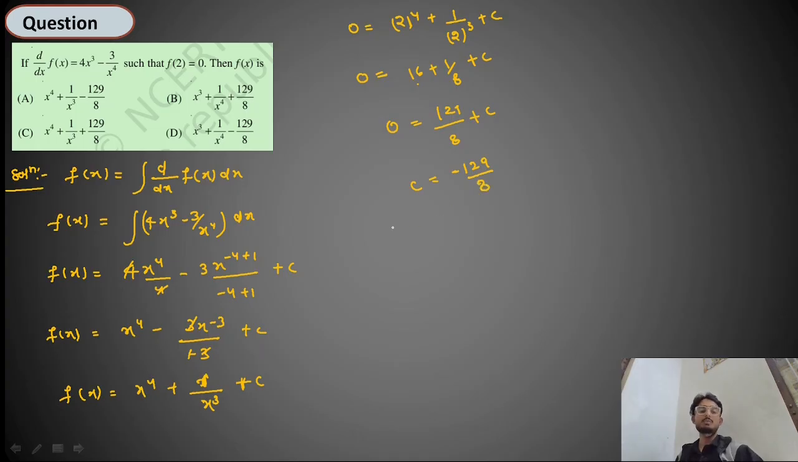When you put this value in the given answer, f equal to x to the 4 plus 1 upon x cube plus c equal to minus 1 upon 8 minus 129 upon 8. So the answer is D.